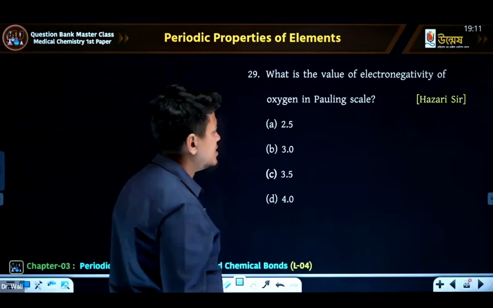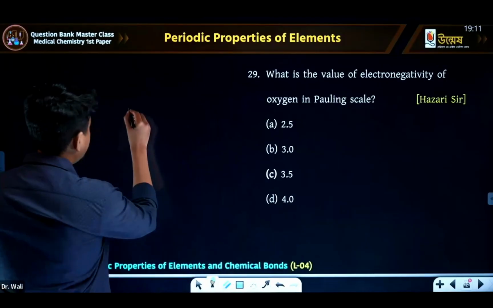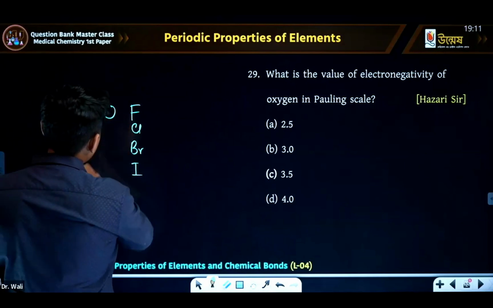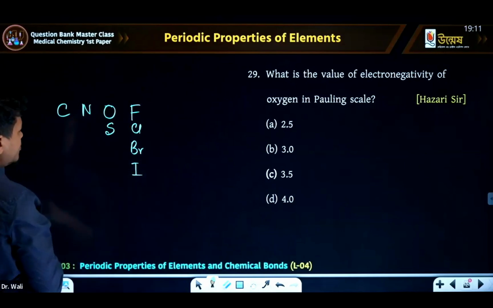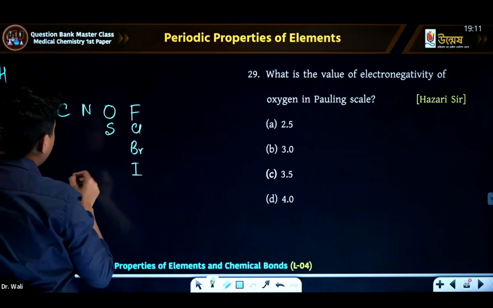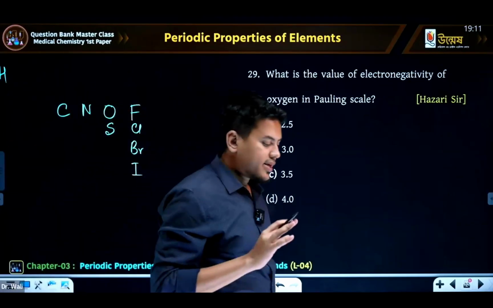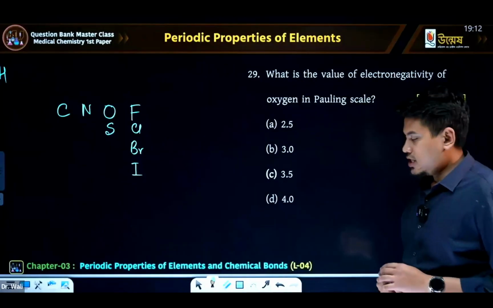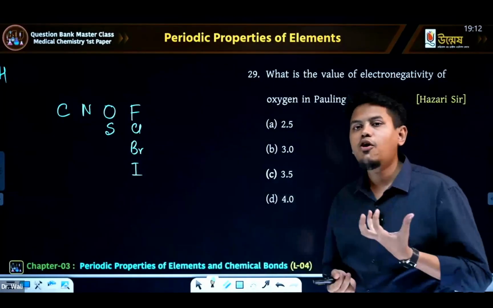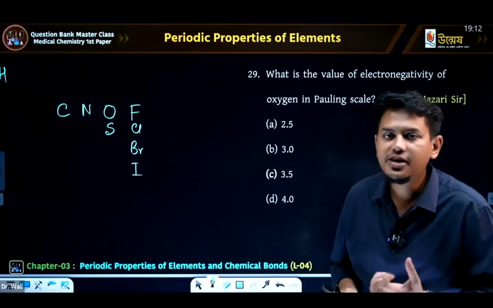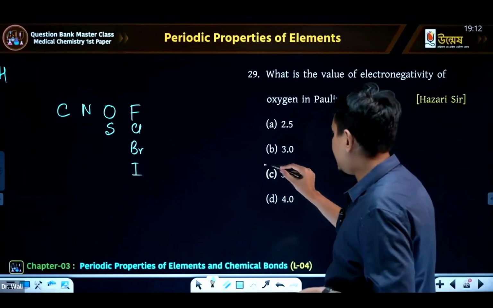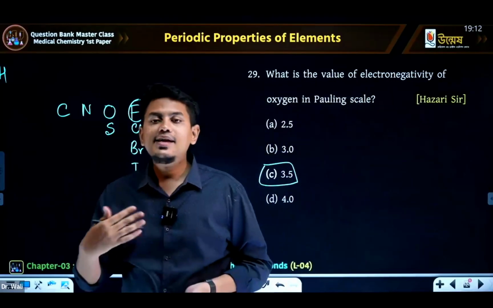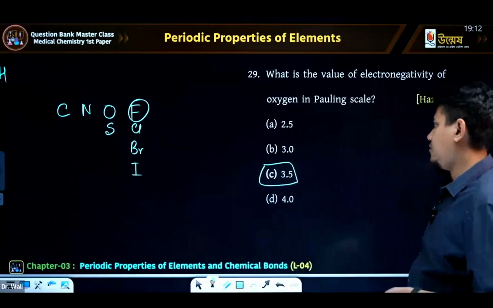What is the value of electronegativity of oxygen on the Pauling scale? We should also try to remember fluorine, chlorine, bromine, iodine, nitrogen, oxygen, sulfur, carbon, hydrogen. At least we should try to remember the electronegativity of these atoms. The Pauling scale is the scale from which we get the electronegativity value. Electronegativity is the tendency of attracting or pulling the shared electrons from a bond. Highest electronegativity is demonstrated by fluorine, and the second highest is demonstrated by oxygen, which is 3.5.